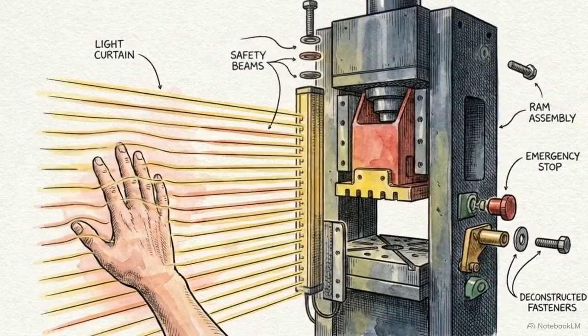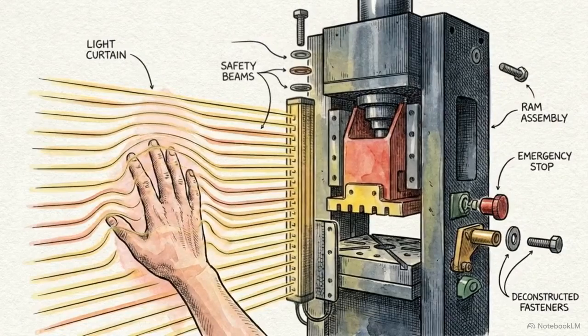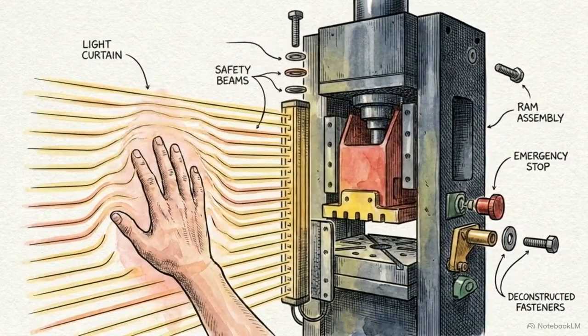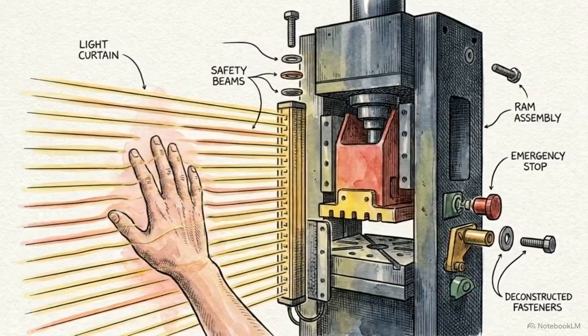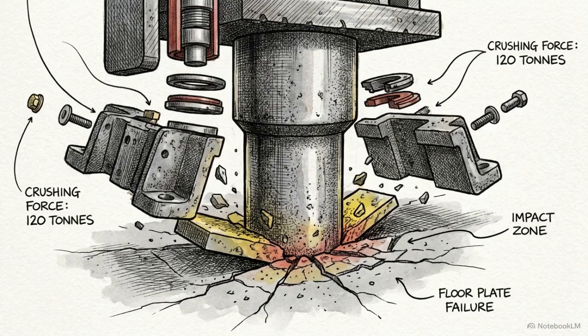Imagine an industrial press slamming down with thousands of pounds of force. In a split second, a worker reaches too far, crossing an invisible threshold. The machine is carrying massive kinetic energy. If it doesn't stop immediately, the impact will be catastrophic.